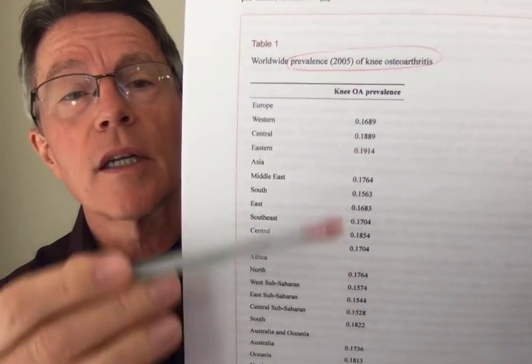What else is worthwhile in this article? Again, a good summary of how prevalent it is. And actually, these guys get into significant detail on the prevalence of disabling osteoarthritis by region of the world, including East Sub-Saharan Africa and West Sub-Saharan Africa. West Sub-Saharan Africa is 0.1574 and East is 0.1544. Didn't know that, did you? I don't understand what the units are either, so I don't think that's that significant.